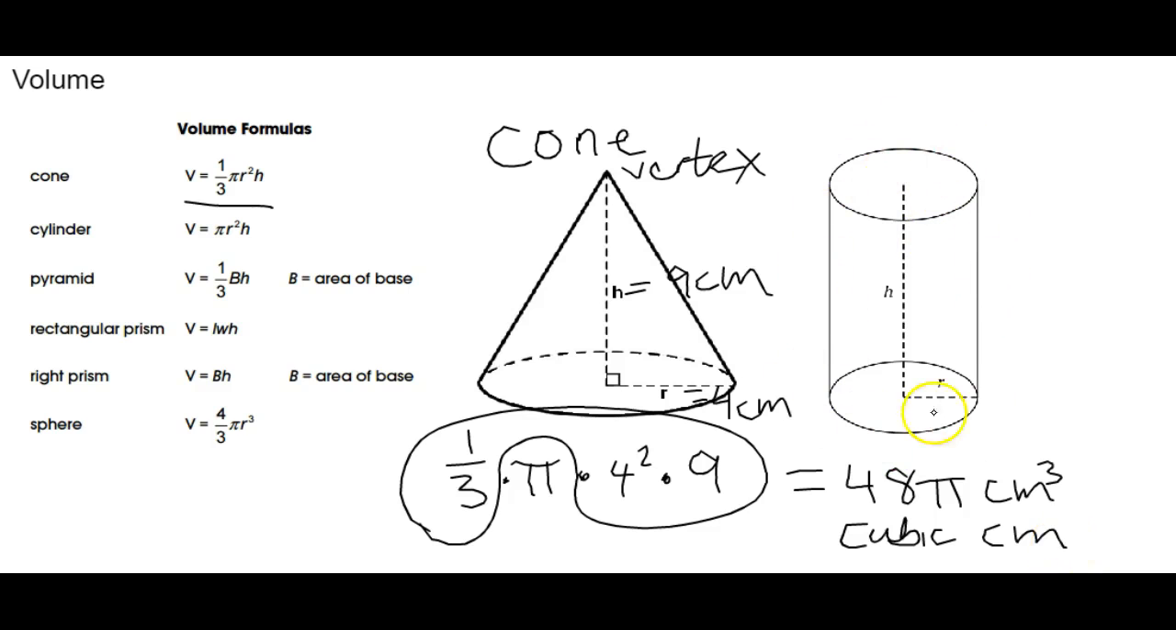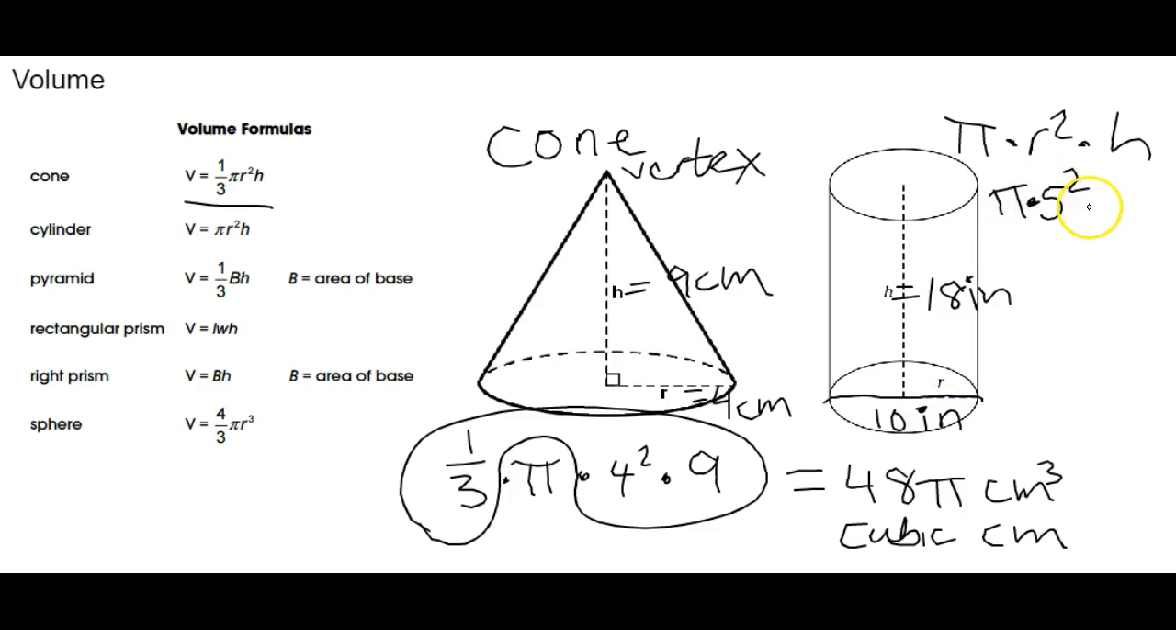Now let's look at our cylinder. So cylinder is pi times radius squared times height. Let's say they give you the diameter this time. So in our pi times radius squared times our height, we have to find our radius. Diameter goes all the way across the circle, and radius is only halfway across the circle. So 10 divided by 2, because we have to cut it in half, is 5. So we use 5 squared times a height of 18 inches.